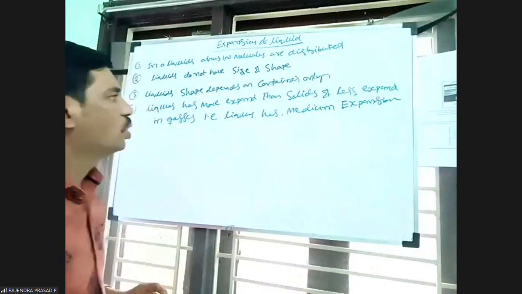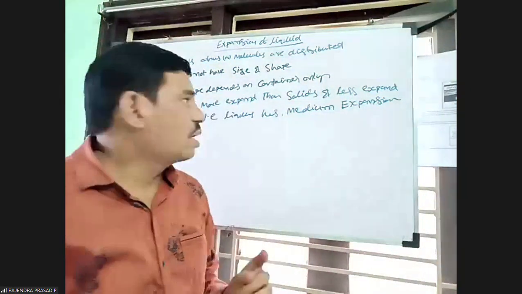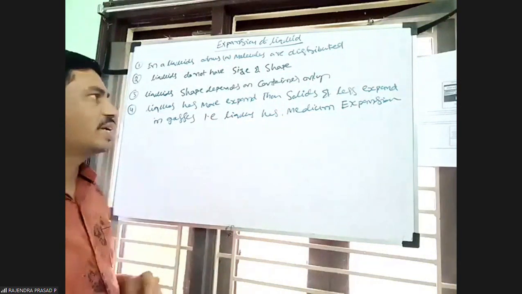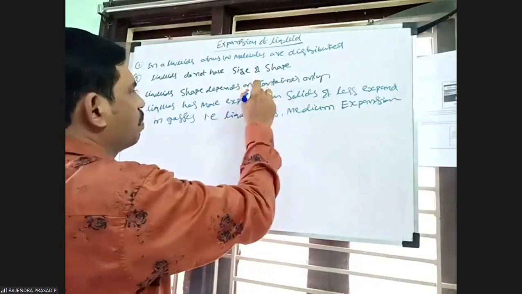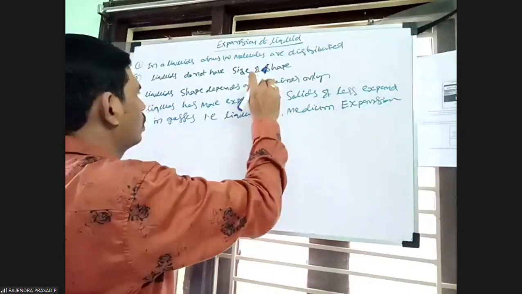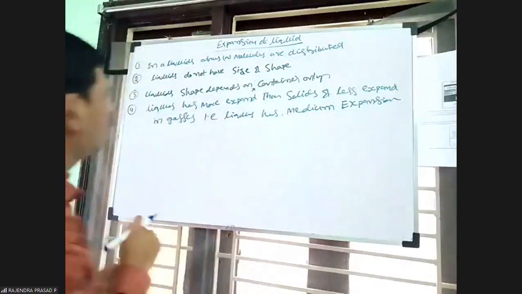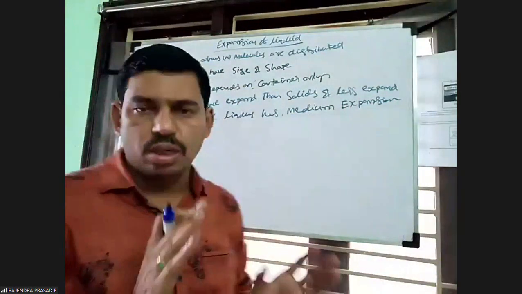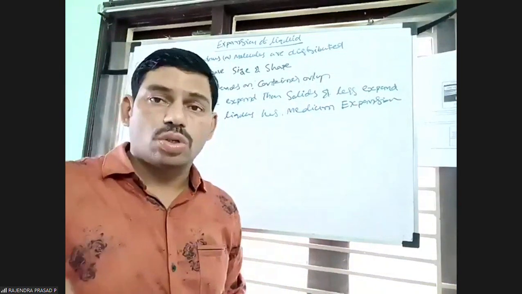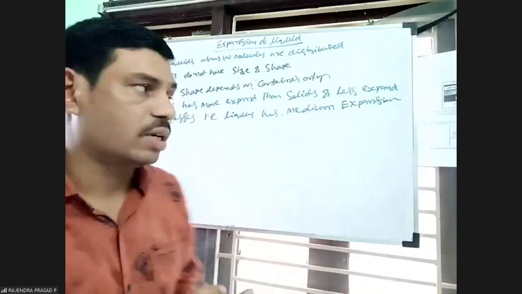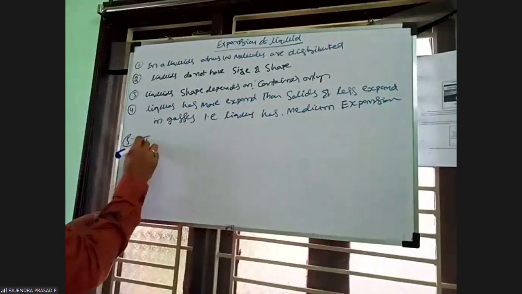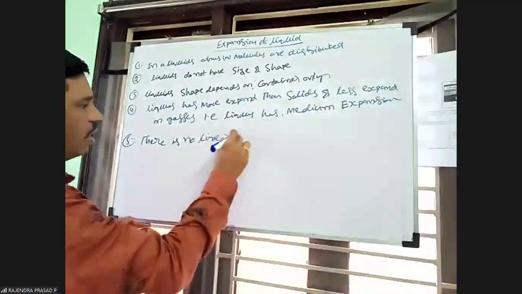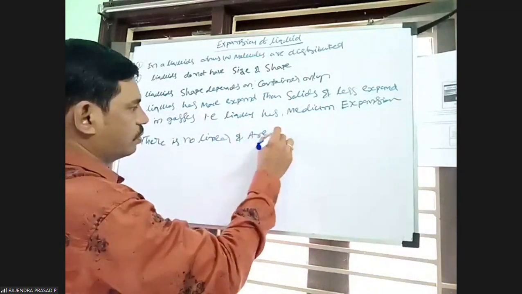So the shape of liquids depends on the shape of the container only. So there is no linear and aerial expansion.